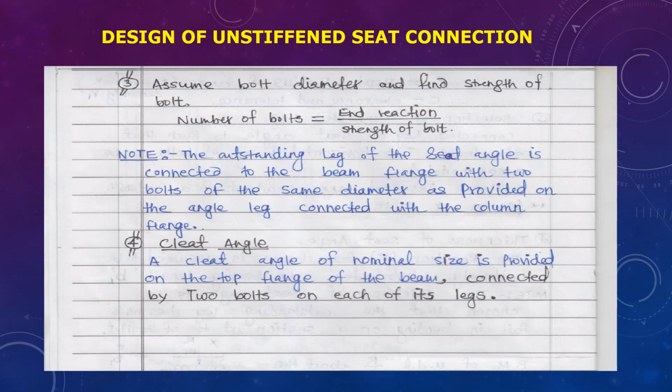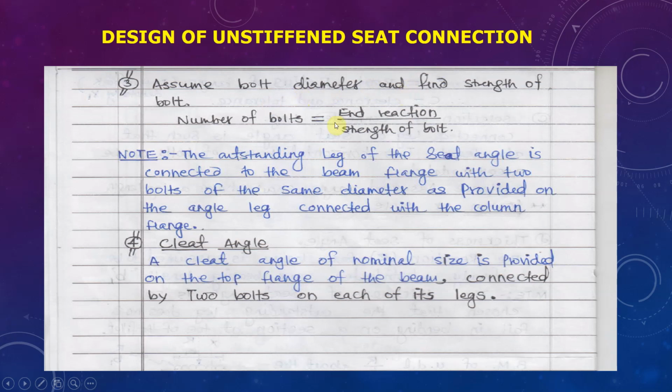Now the next part of the design is the design of connection. Design of connection between the seat angle and cleat angle to the beam and the flange of the column. But actually more care is to be taken with the bolts connected to the seat angle vertical leg and the flange of a column. Therefore first assume the bolt diameter and find the strength of the bolt. The strength of the bolt, you know very well, is found in two ways. First find the strength of the bolt in shearing, then find the strength of the bolt in bearing. Out of these two strengths, consider the minimum as the strength of the bolt.